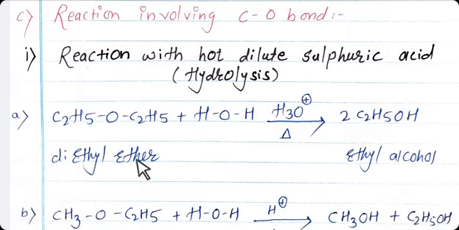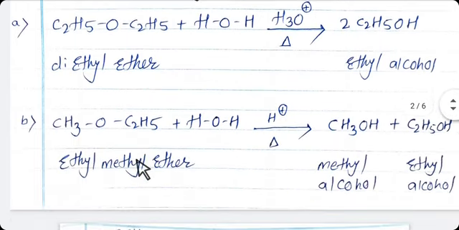Diethyl ether is the simple ether. The next ether is mixed ether. It is ethyl methyl ether. You can use any one of the ethers. So here again the CH3 group attaches with oxygen and hydrogen and forms methyl alcohol. C2H5 reacts with OH to form ethyl alcohol. Means both the alkyl groups attach with oxygen and hydrogen and form alcohol.